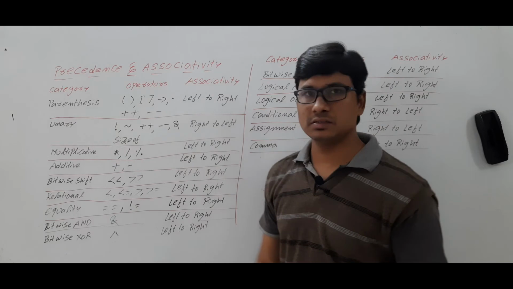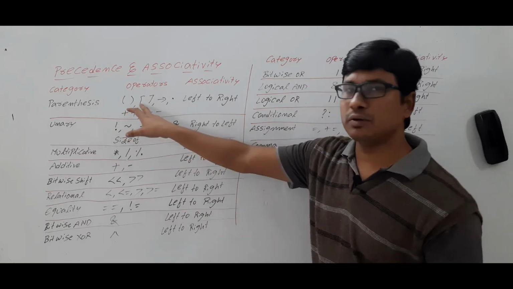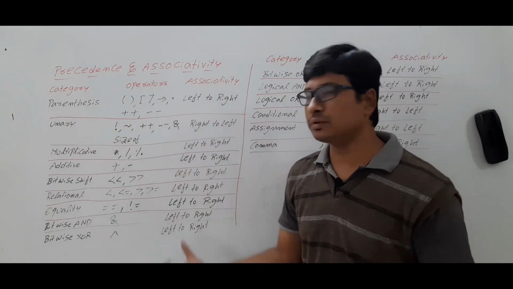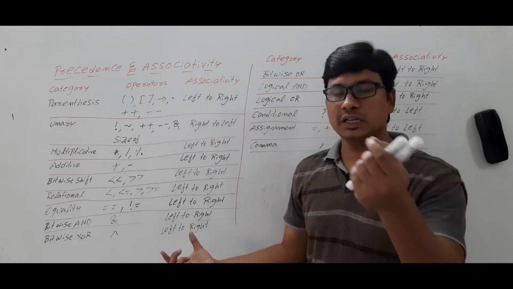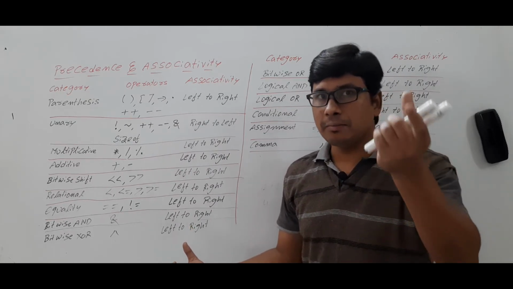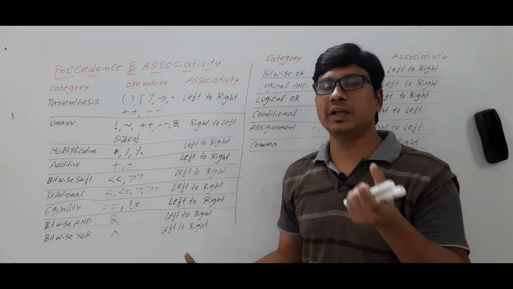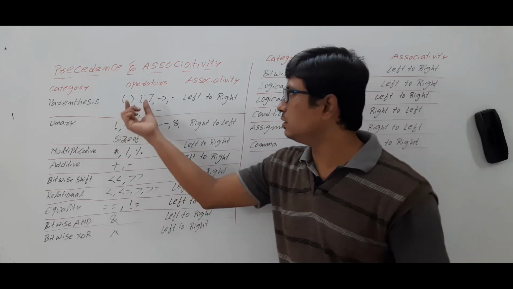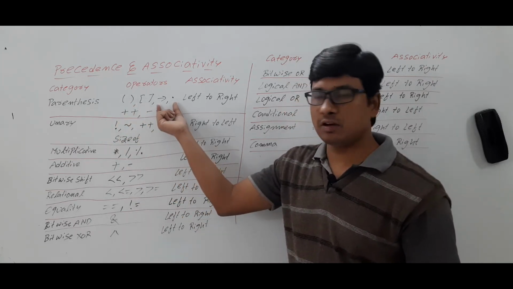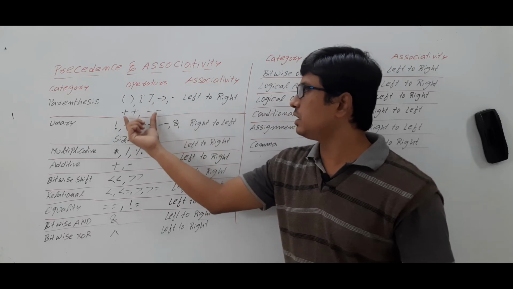Now come to parenthesis. The parenthesis has higher priority as compared to the others. Okay, that's what even in the BODMAS rule we say that brackets have the highest priority as compared to the other operators. Okay, and this one is the member operators, and these two you can look at it.